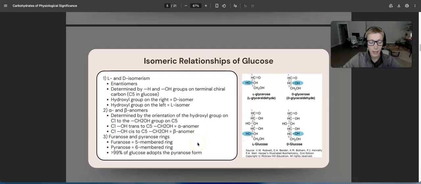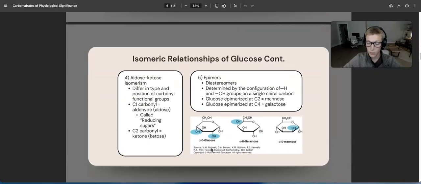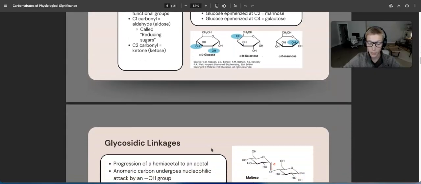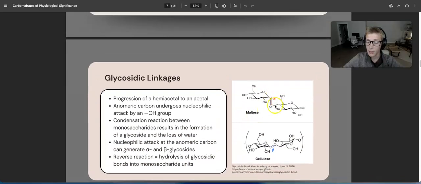And if it's on the right side of the chain, we call it the D isomer, so D-glucose in this case. Alpha and beta anomers are determined by the relative orientation of the hydroxyl group on the anomeric carbon, carbon number 1, to the CH2OH group on carbon number 5. Here's a better example of that on this slide, which shows that when the glycosidic bond and the CH2OH substituent are trans to each other, we have what is called the alpha anomer, and when they are cis to each other, we have what is called the beta anomer.